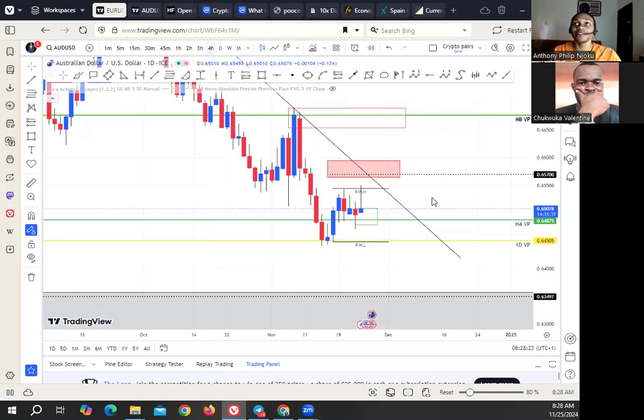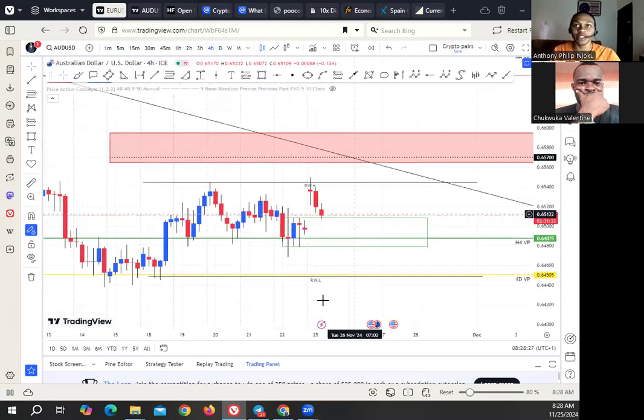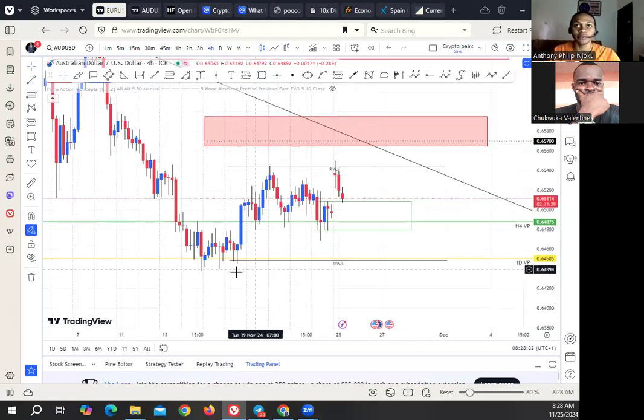So let's go to the 4 hours time frame. On the 4 hours time frame, I see that the market is pushing to the downside. I said the market is pushing to the downside massively.